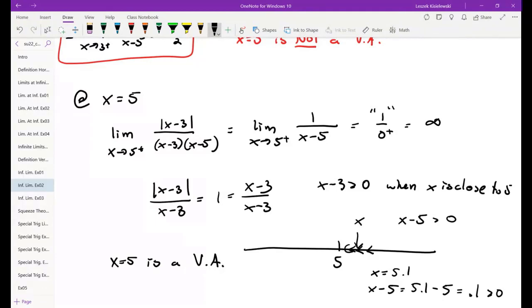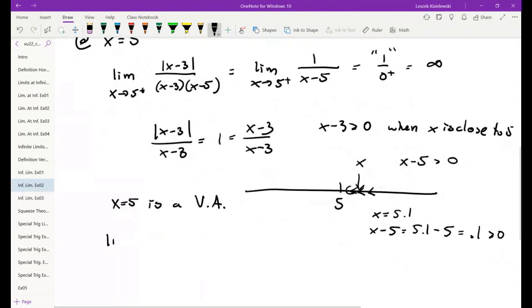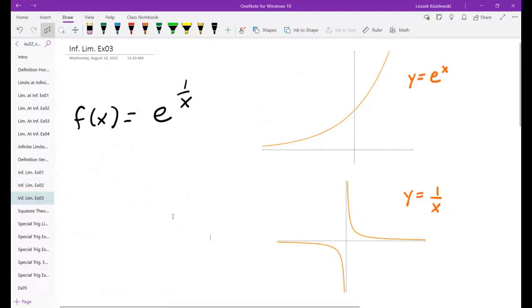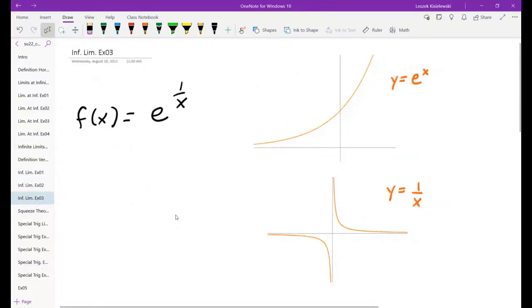Okay, and the limit from the left, for the sake of time, I won't do that one, but the limit from the left, so x is approaching 5 but from the left, would be negative infinity. Okay, so let's do one more. I'll let you think about this one.